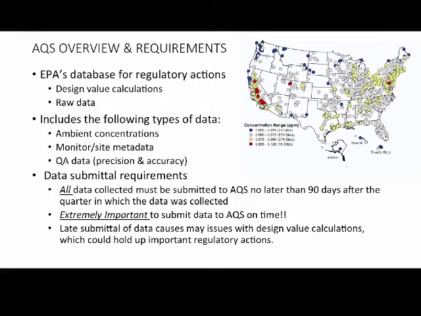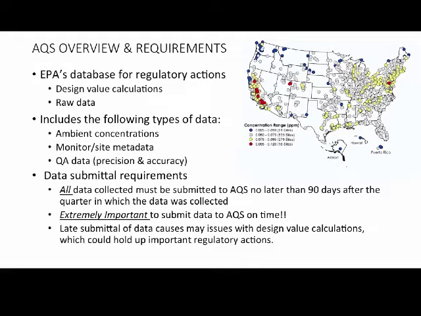Okay, like I said, what you see here in this map, that's just ozone monitors across the U.S. There's a huge amount of data that AQS stores, and that's just ozone. So the data that is in AQS, there's raw data, there's ambient concentrations, there's monitor site metadata, and QA data, precision and accuracy data. All of that is very important for us because we use that information to make regulatory decisions. And if there's incorrect or missing information, that affects the decisions that we have to make, and that means that we have to reach out to the agencies to figure out what's wrong with that data.